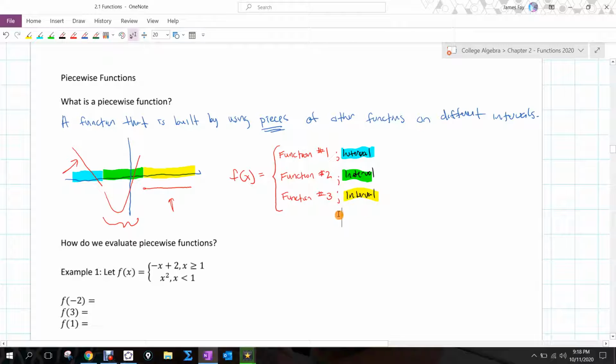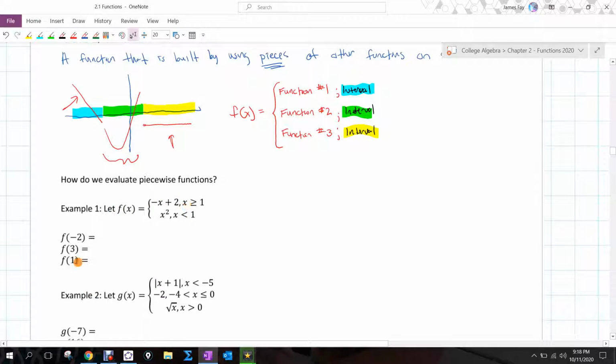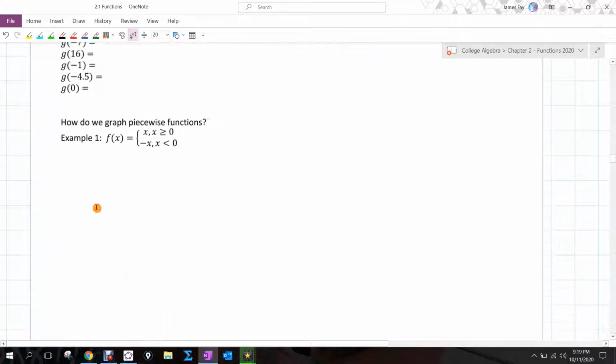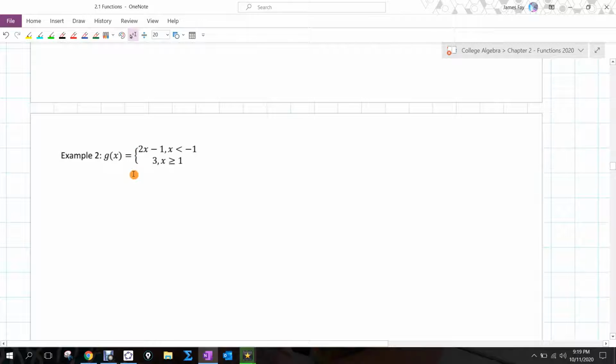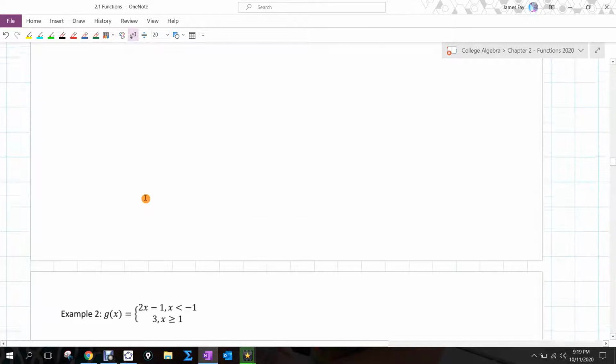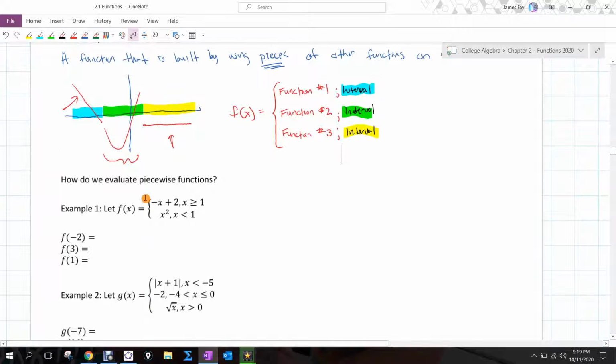So I'll teach you in this video how we look at a rule and evaluate a rule. Okay, so we look at this piecewise function. How am I going to evaluate -2, 3, and 1? We'll do those couple examples, and then we'll take a couple examples and we'll graph them, and talk about how we can come up with our piecewise function image. All right, so this is how do we evaluate piecewise functions?